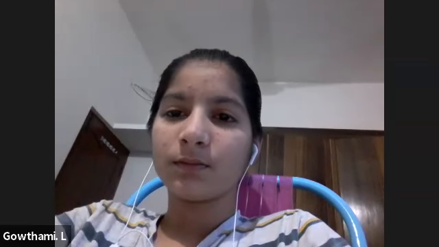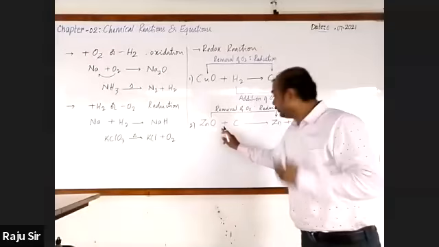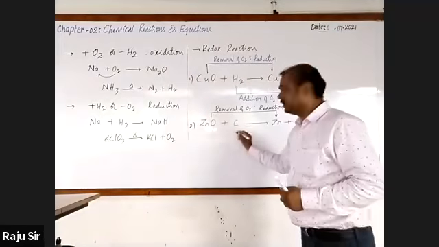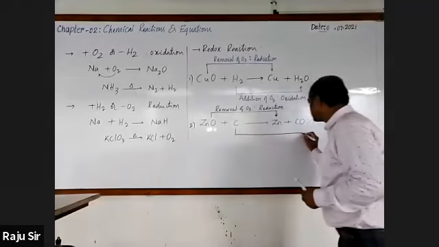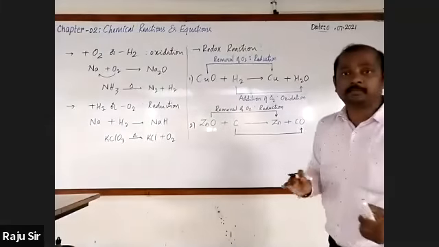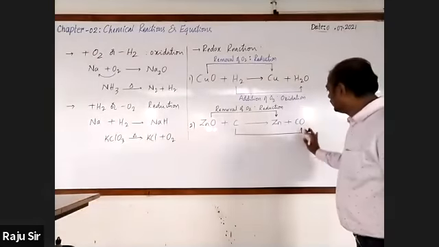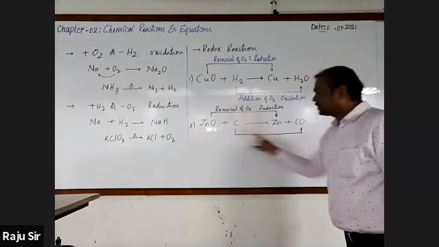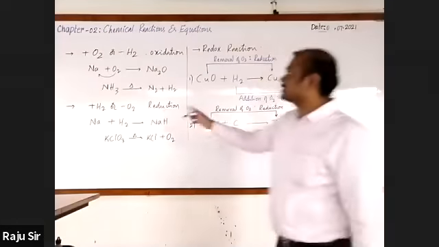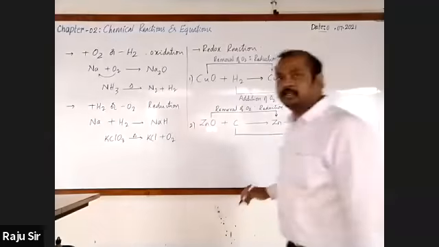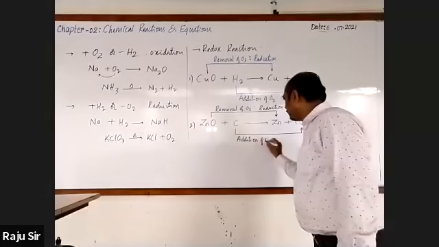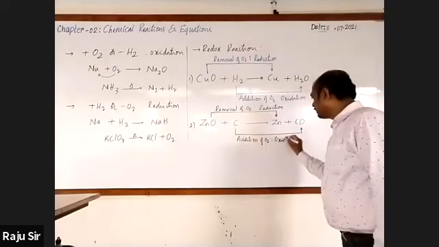Reduction. It is called reduction. Then similarly, this removed oxygen is added to carbon. Then carbon oxidizes to carbon monoxide. Please remember this: it is carbon monoxide, not dioxide. So here, addition of oxygen has taken place. This addition of oxygen is nothing but oxidation. Addition of oxygen, it is oxidation.